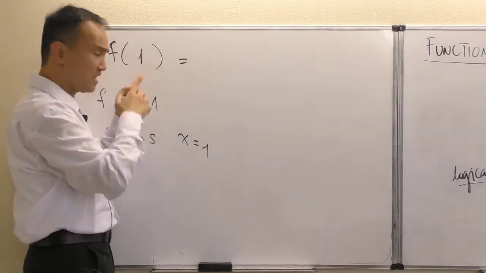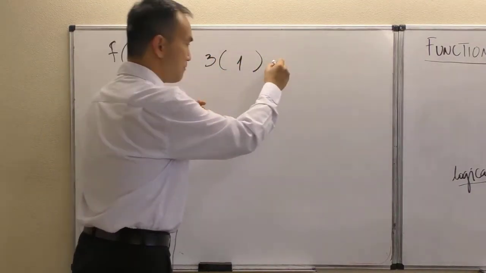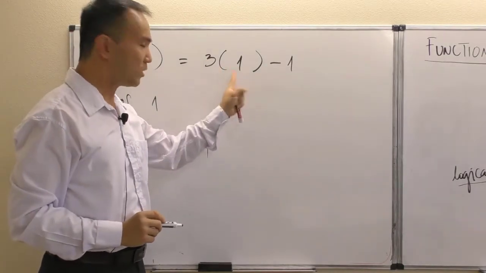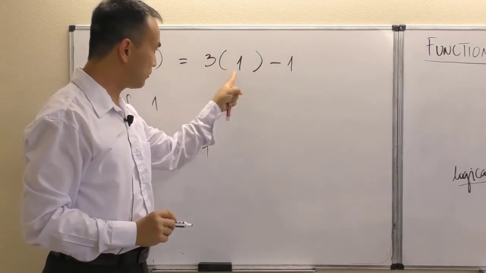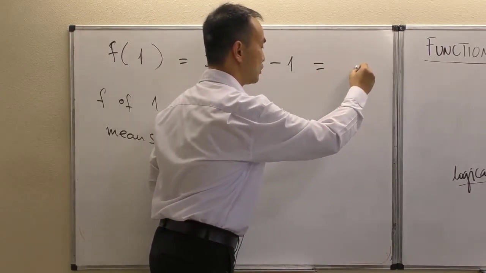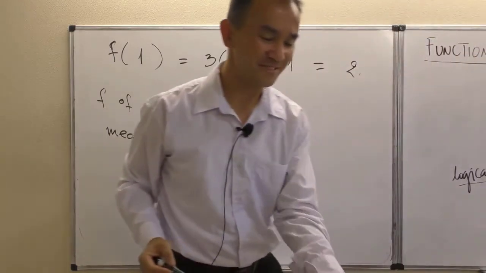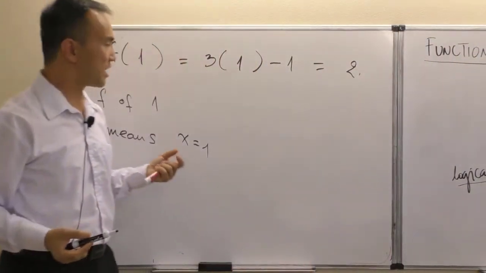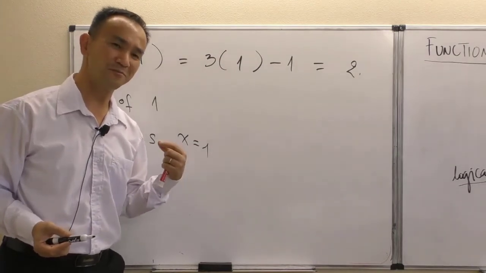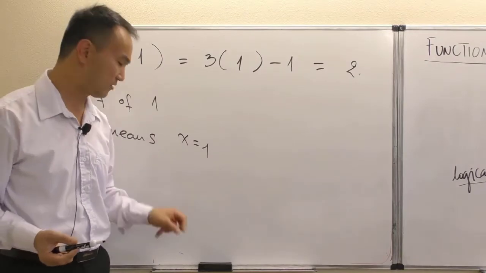So in our expression, it's 3 times the input, 1, minus 1. According to the rule, we multiply 3 with the input. So 3 times 1 minus 1. Our output here is 2. Okay, so now we are starting to get a little better with the function notation, and see how convenient that is.